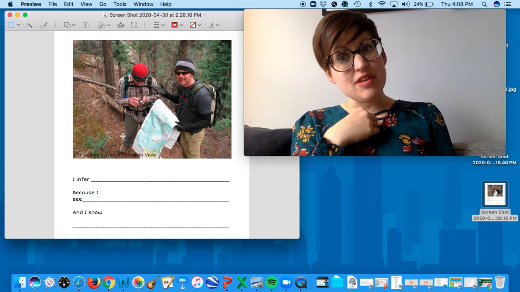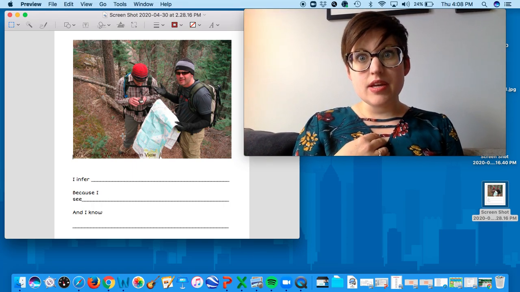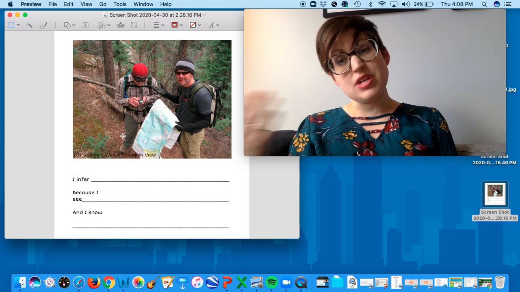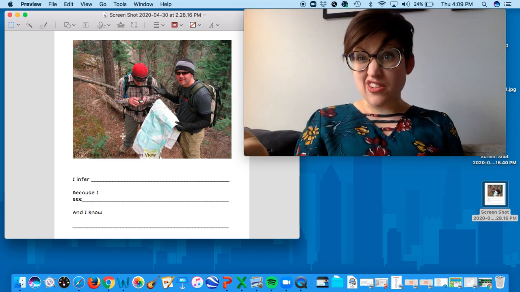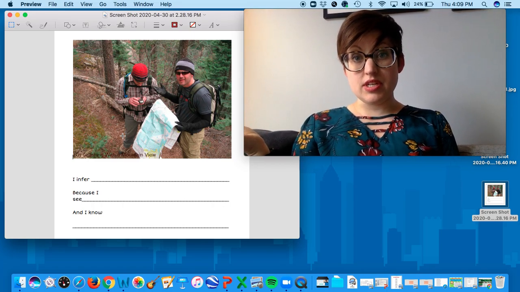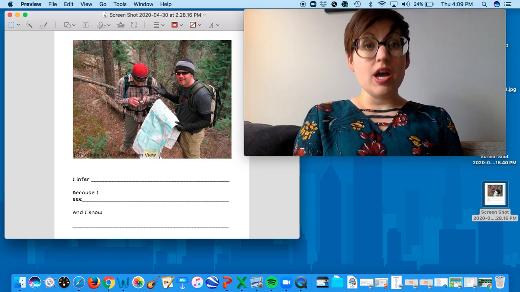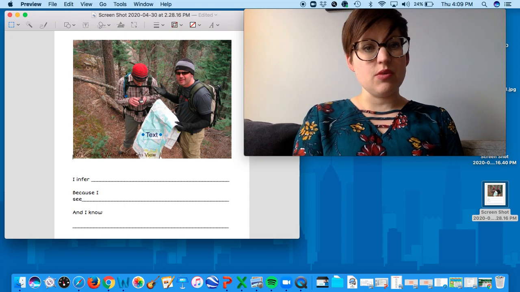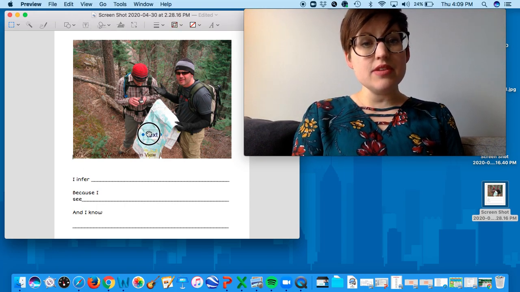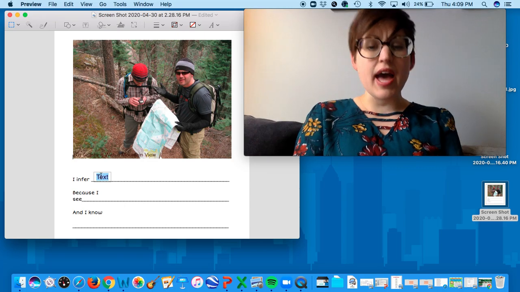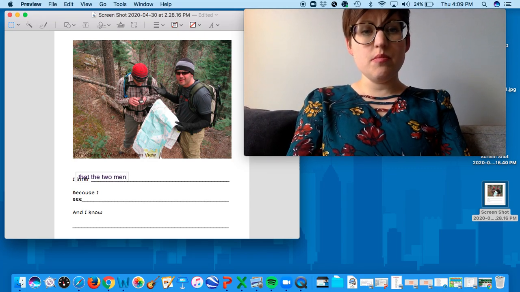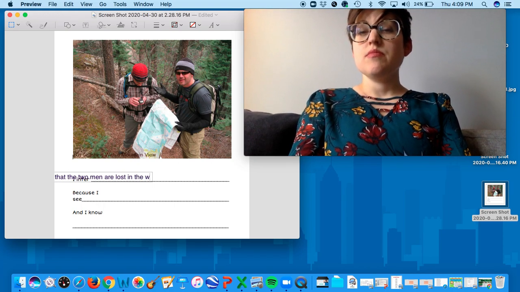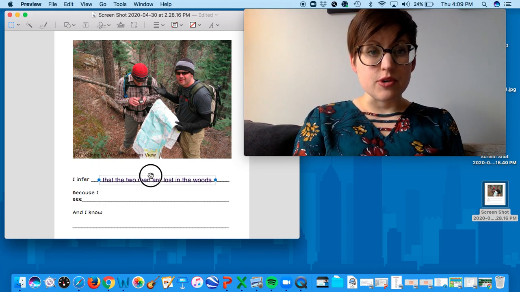Now, I know because I've gone hiking before that sometimes it can get a little confusing being in the woods because you're not around buildings. Sometimes trees look the same, and you can get lost in the woods if it's super dense or you don't know where you're going. So I'm looking here and I'm already making an inference about what's going on. And so I infer that the two men are lost in the woods. That is my inference for today.